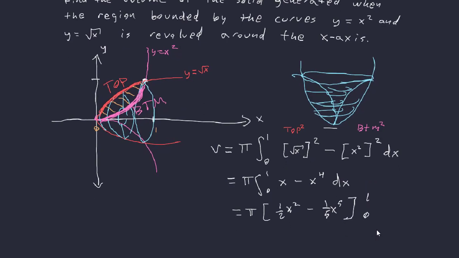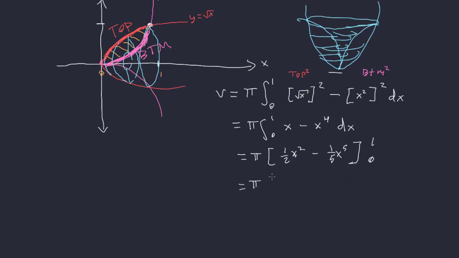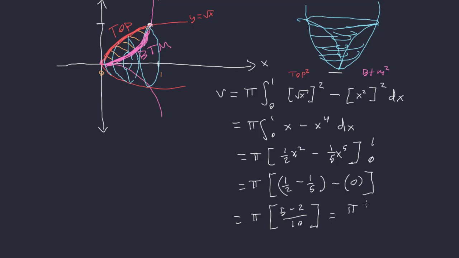Okay, and we'll just do this. Plug in a 1, we'll get 1/2 minus 1/5. Plug in the 0 to get 0. So 1/2 minus 1/5, well, that'll be 5 minus 2 over 10, if we want to do that quickly. So we'll get 3/10. So 3/10 times pi will be the volume of that region.